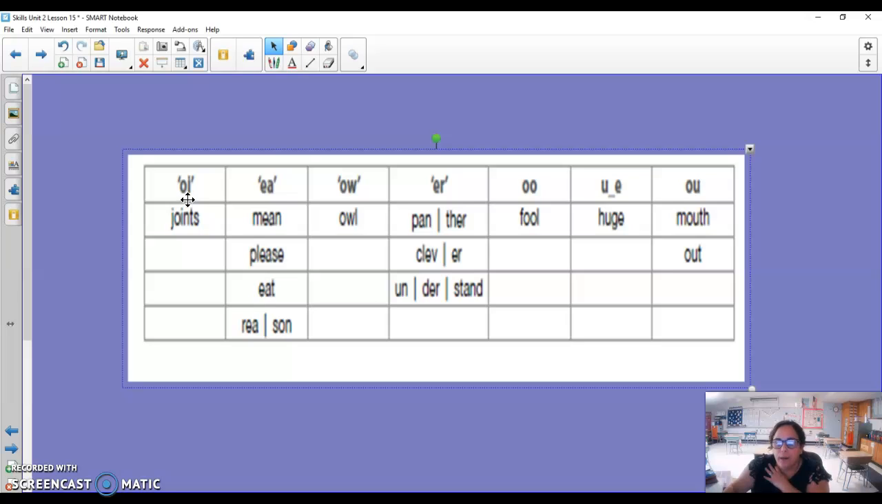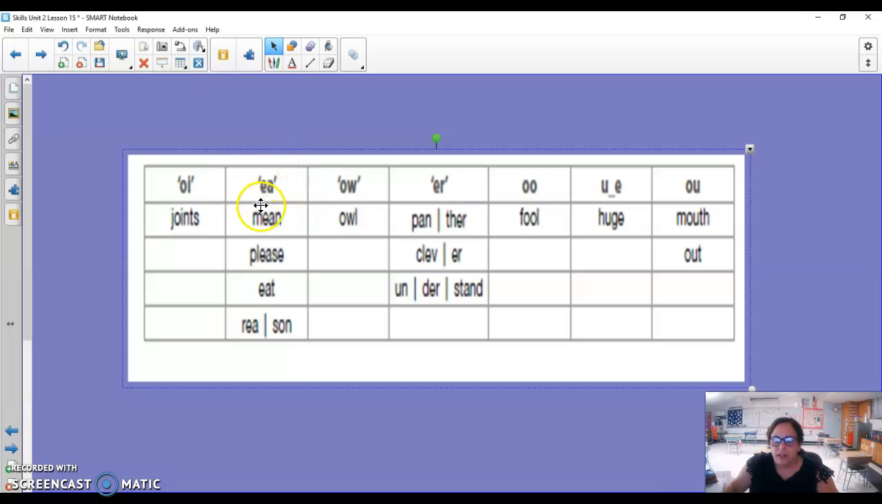Oi. Remember, O-I is a diphthong because your mouth moves two different ways. Oi. So it's in an O, and then it goes back into a smile. Oi. So if I have to read this word, I know that the O-I in this word says oi. So this word, let's tap it. Joint. What's the word? Joints.